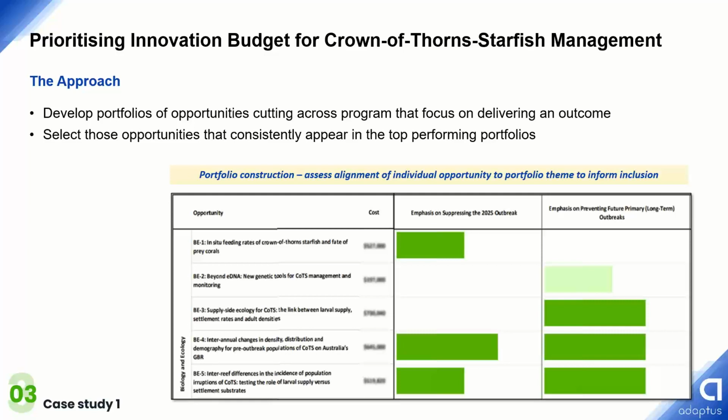So the approach we took was to look across all the different opportunities within those 6 buckets and develop portfolios of opportunities. So different ways in which we would come up with an $8 million program that cut across different opportunities within these 6 areas and focusing on a particular outcome. And then selecting those opportunities that consistently appeared in the top performing portfolios. So next slide, please.